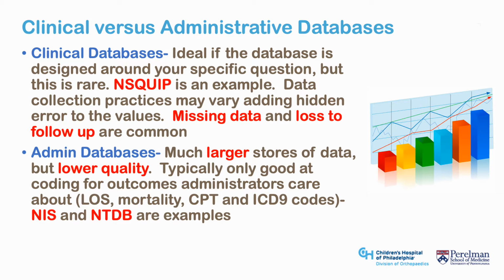Administrative databases are much larger stores of data. They are, however, of lower quality. Administrators enter the data for the purpose of billing or some other administrative purpose that may not be entirely clear. As such, unambiguous data points such as length of hospital stay, CPT coding, or mortality are generally acceptable to glean from these databases. Other data, such as clinical outcomes, are not as reliable. Some of these databases are population normalized, which makes them useful for abstracting population rates of a certain condition.